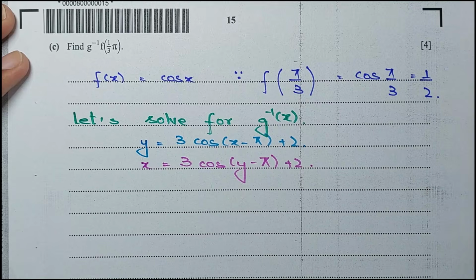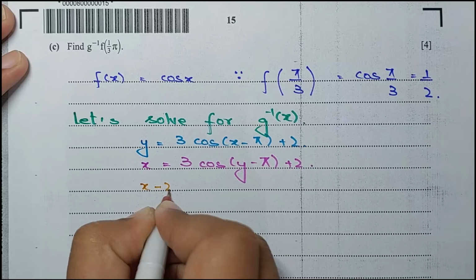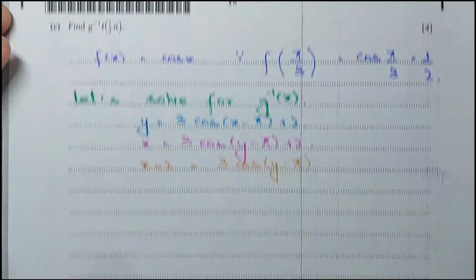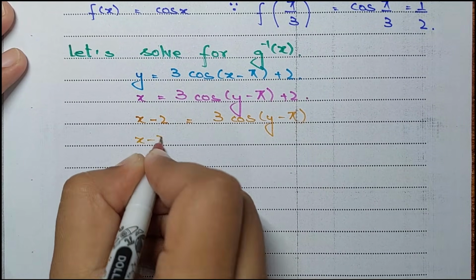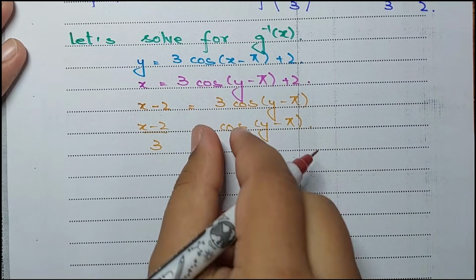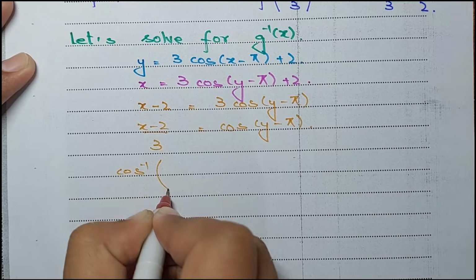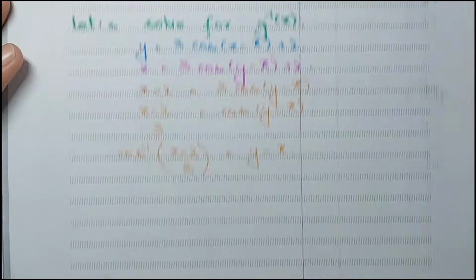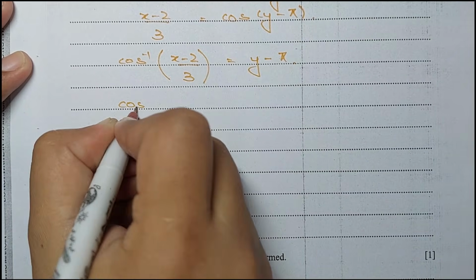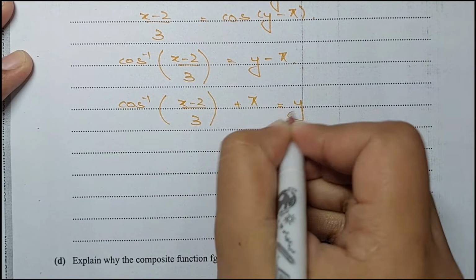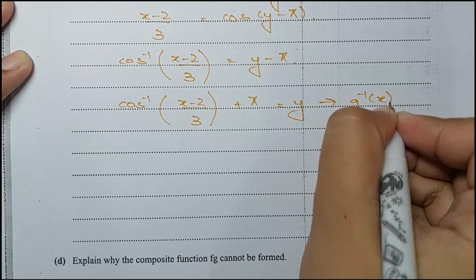The next step is to solve for y. Okay, let me solve for y over here. If we shift the 2 to the other side, x minus 2 equals 3 cos(y - pi). Now dividing both sides by 3, (x - 2) over 3 is cos of (y - pi). So do cos inverse: cos inverse of (x - 2) over 3 is y minus pi. And what is y? Cos inverse of (x - 2) over 3 plus pi. This is your y, and that is your g inverse of x.